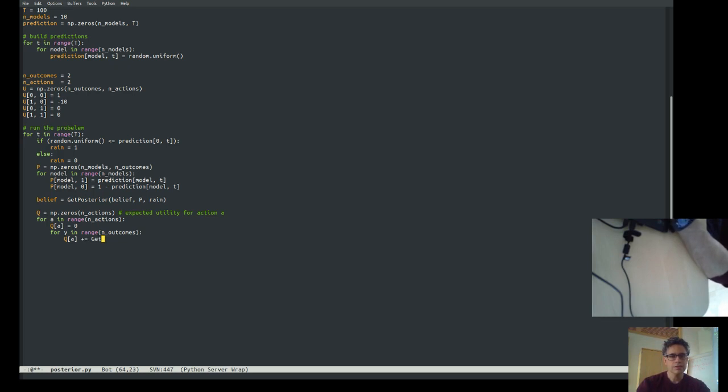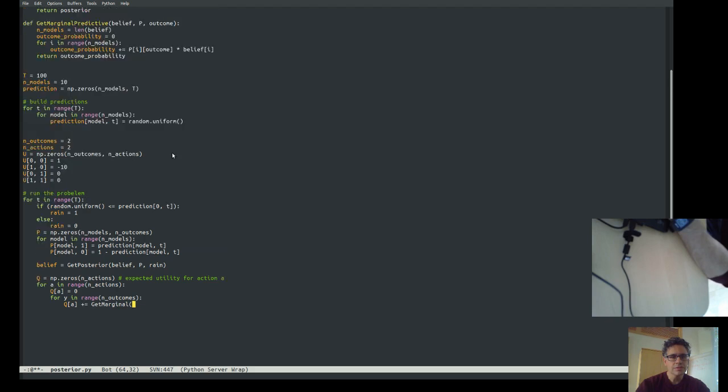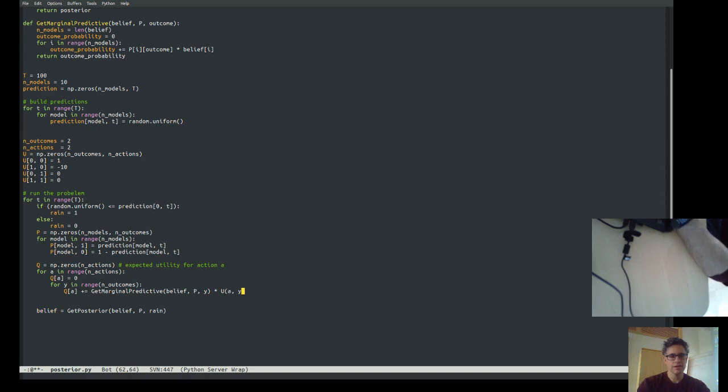Let's see. Get marginal. How do you call it? Get marginal. Belief and Q have been fixed to an outcome, and then of course we have also outcome Y here. Okay, so this should be later, right? Because we haven't actually seen anything yet. So get my belief in your outcome, and we have to multiply this by the utility, right? And Y. Okay, so that's the program.